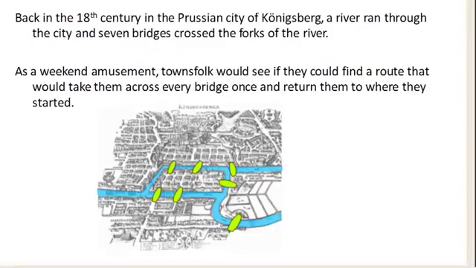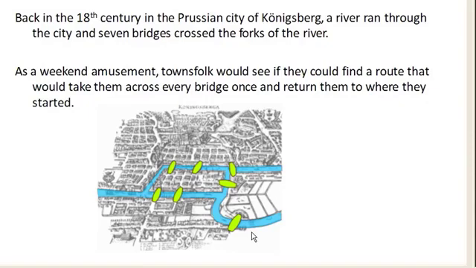So for another example of how graphs come into things, consider this. Back in the 18th century, there was a Prussian city called Königsberg, where a river, you can see here, ran through the city. The river forks, and there were 7 bridges that crossed the various forks of the river. And as a weekend amusement, people would see if they could find a route that would take them across every bridge once, and then return them to where they started.